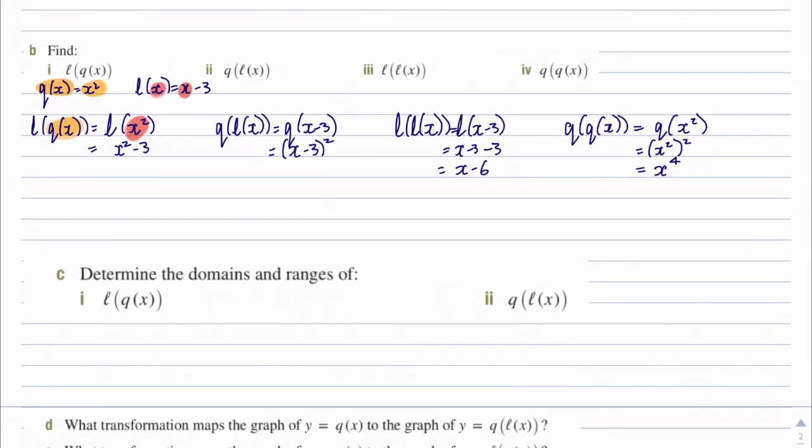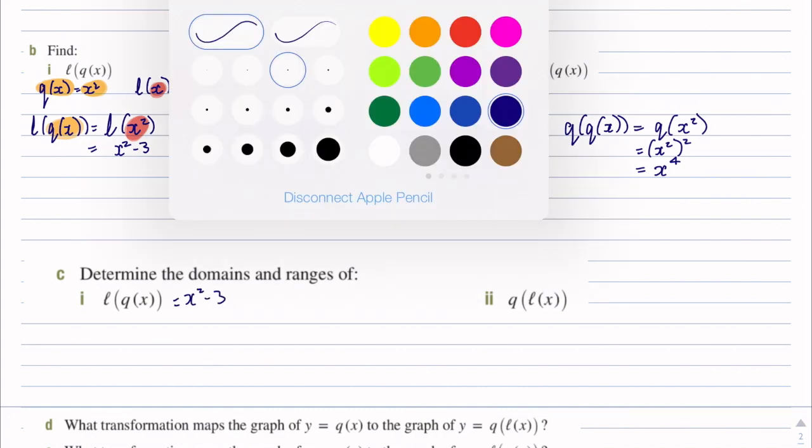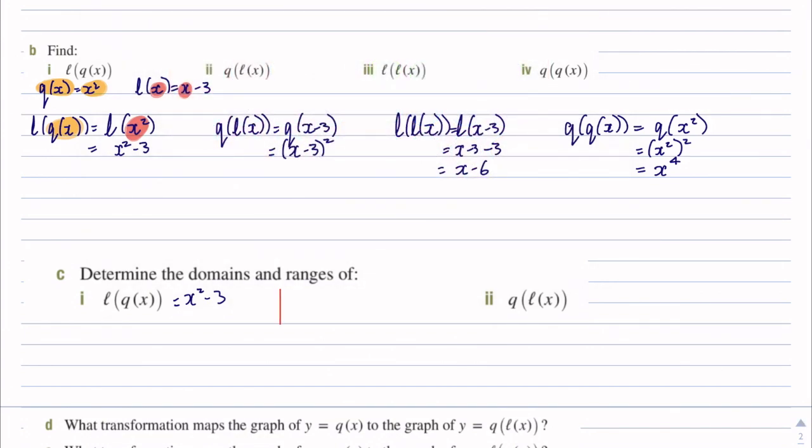The domains and ranges of L of Q of x, which, we've figured it out, was x squared take 3. I'm going to draw it, just not well, obviously. No one bothers to draw these things well. It's just a normal parabola that's been moved down 3. So it's going to go like that.